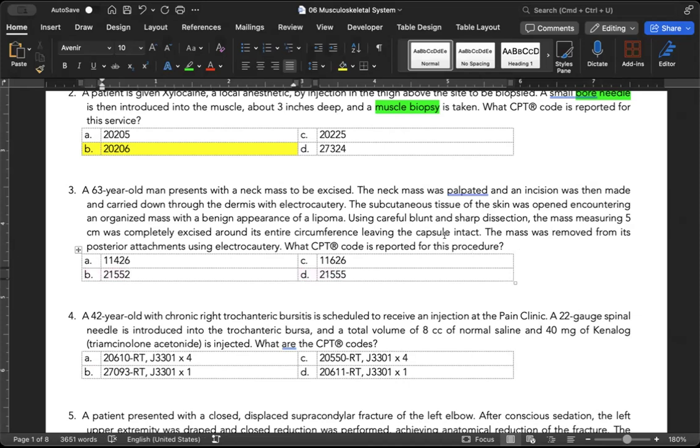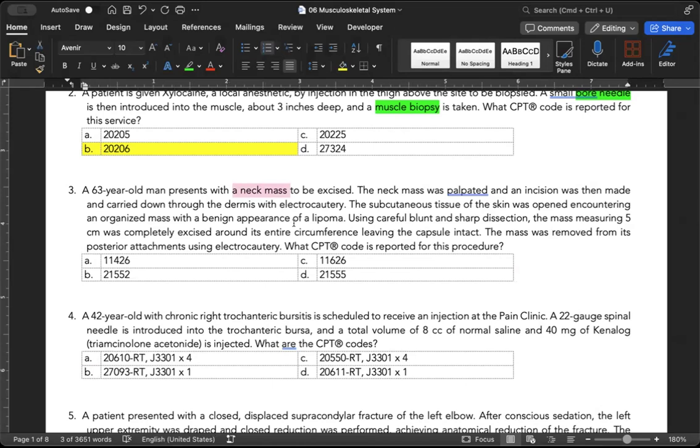However, with this one, they are indicating that the mass is in the neck, right? So if it's within the tissue of the neck and not on the surface of the neck, like the epidermis or the dermis, then we're still going to be in our musculoskeletal system. Those are going to be your two indicators: what group we're in, so here we're in the 20,000 series for musculoskeletal, and also where it is. So again, it's a neck mass and not a mass on the neck.